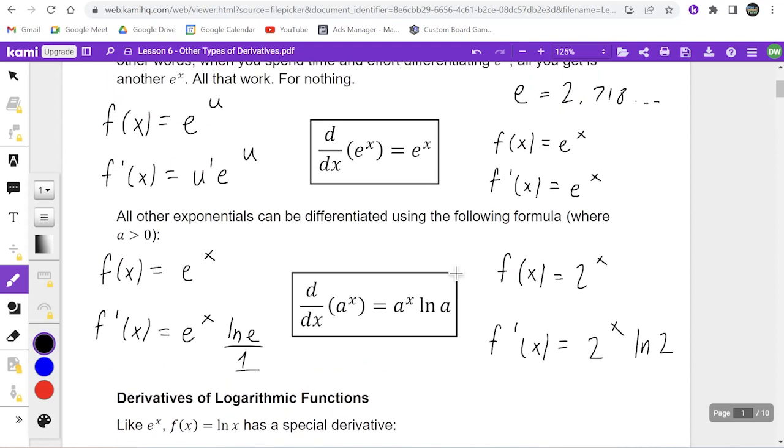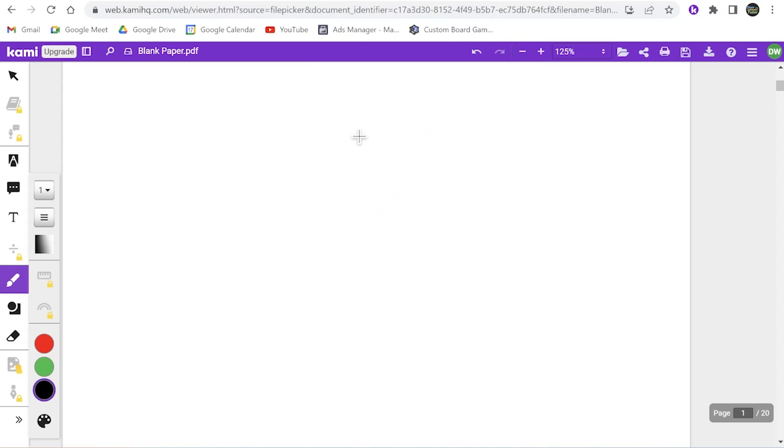One more thing I do want to say when it comes to exponents: a lot of people mix it up with the power rule. They'll say if you have e to the x, then it's x e to the x minus 1. That's the power rule. That is horribly wrong. Don't do that. The derivative is just e to the x.